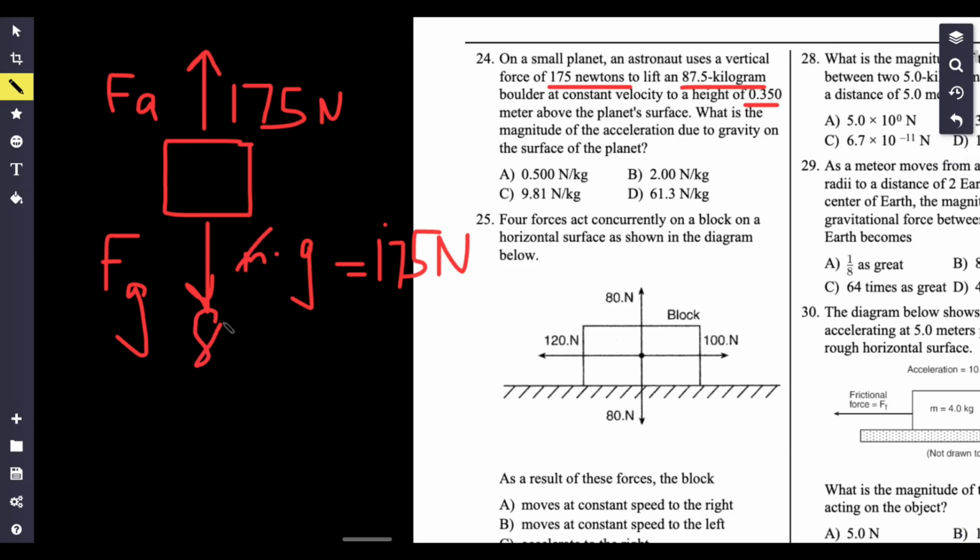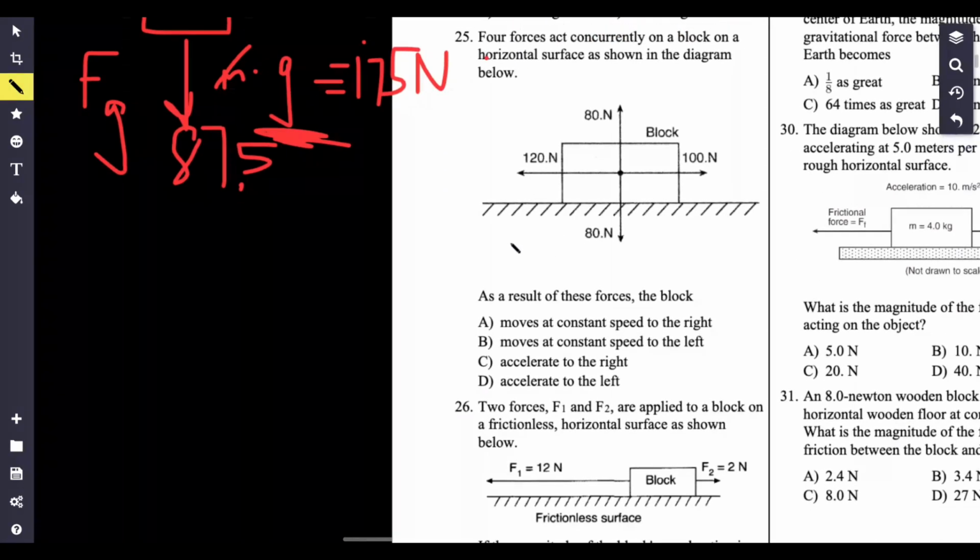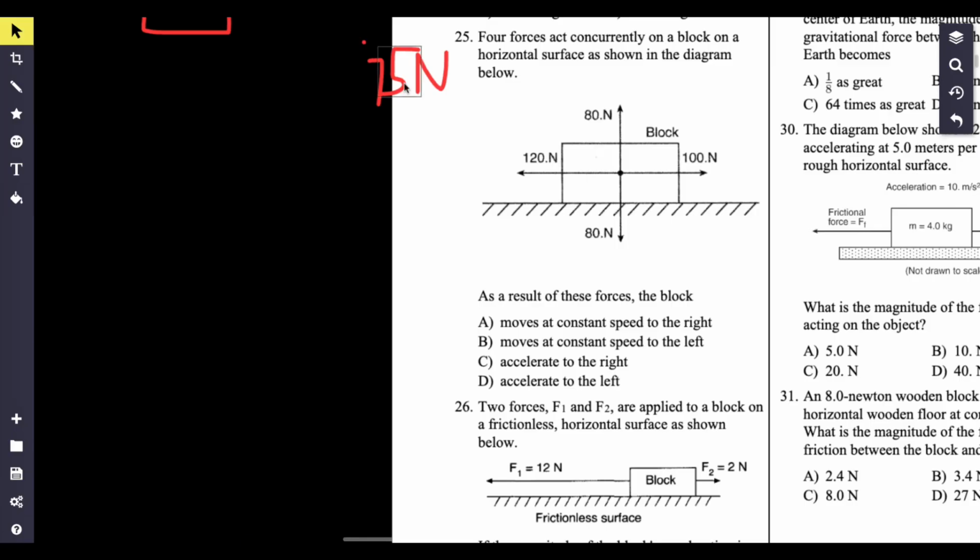So technically it's negative 175 newtons because it's in the opposite direction. But once again, this is asking for the magnitude. So honestly, the sign doesn't matter here. But 175 divided by 87.5, you're going to get this gravity constant of 2. And the reason why this gravity constant is different from the 9.8 that I talked about earlier is because we're on a different planet.